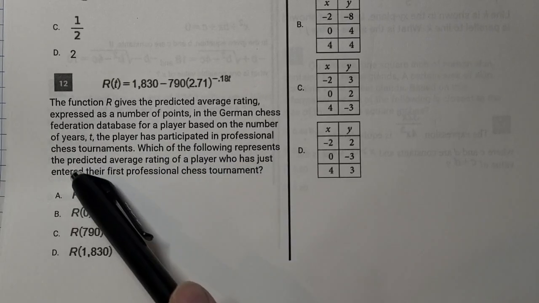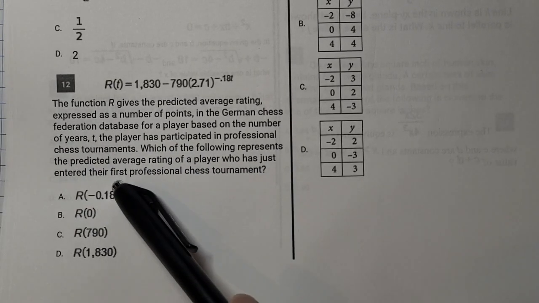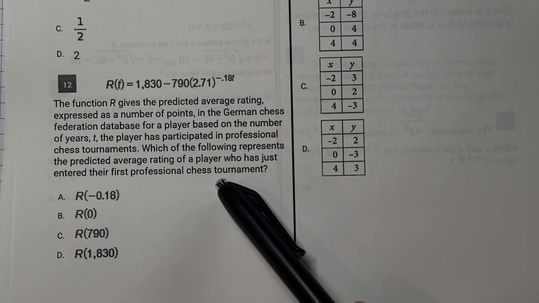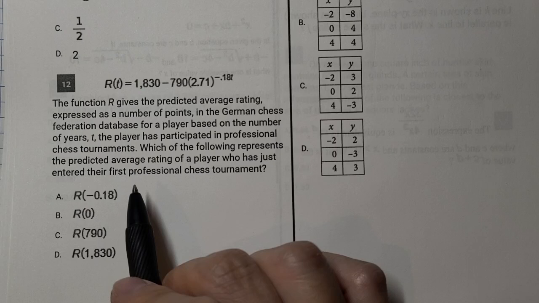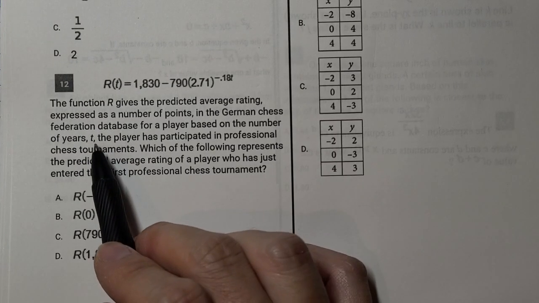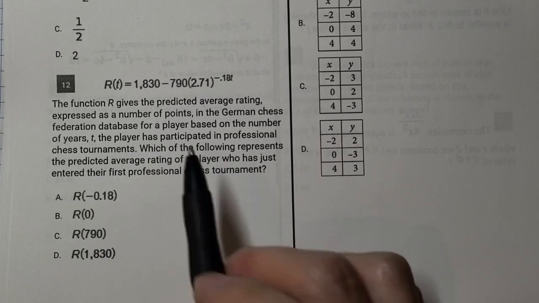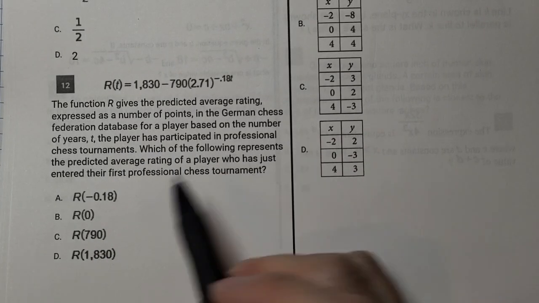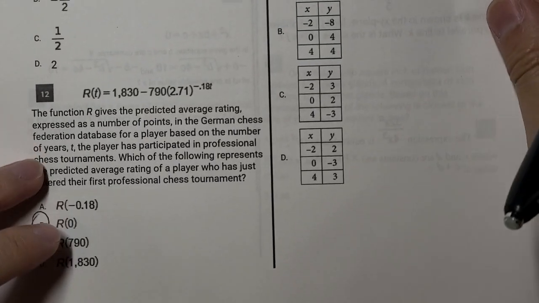Which of the following represents the predicted average rating of a player who has just entered their first professional chess tournament? So, if they just entered the first tournament, how many years has the player participated? 0. So T is 0. Answer is B. As simple as that.